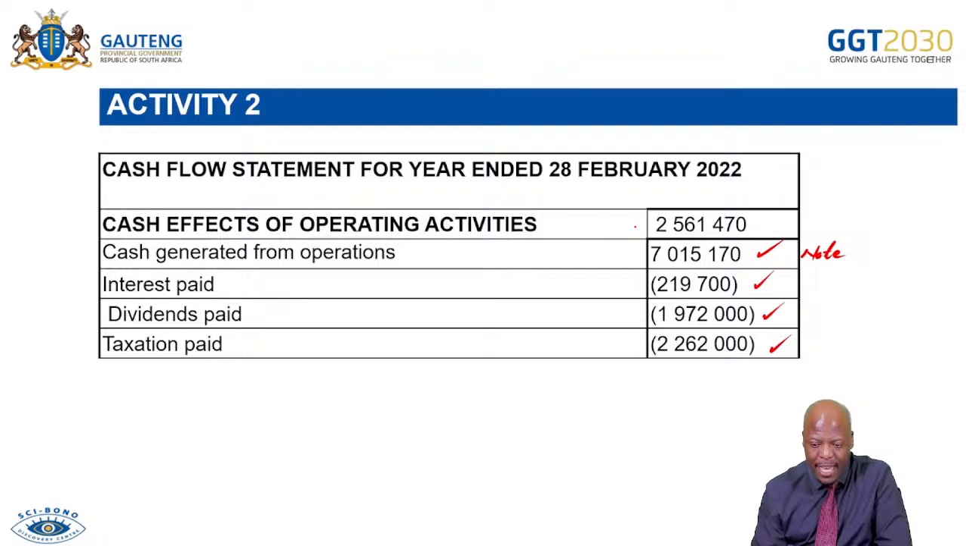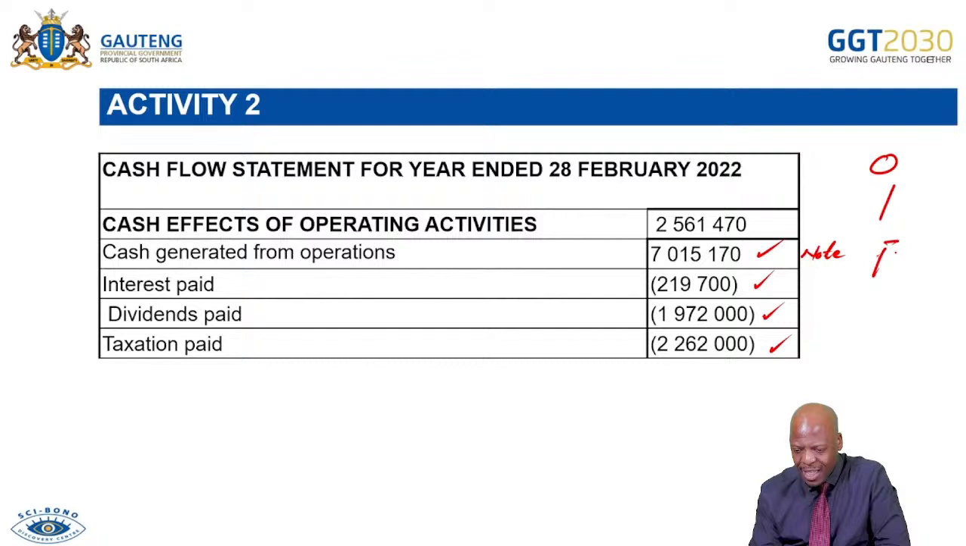2,561,470. It is a cash inflow, hence you see no bracket, 2,561,470. Remember, we were doing O, I, and F. We're done with the cash effects from operating. What is the next one?